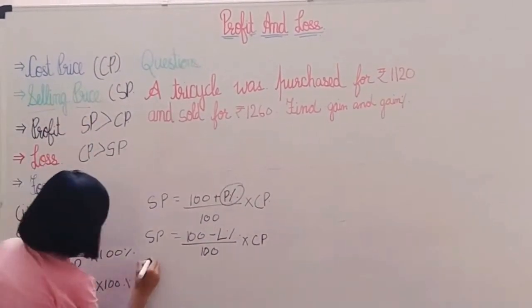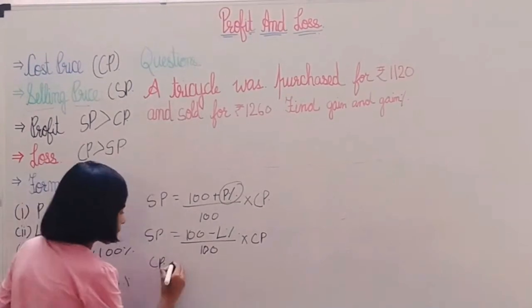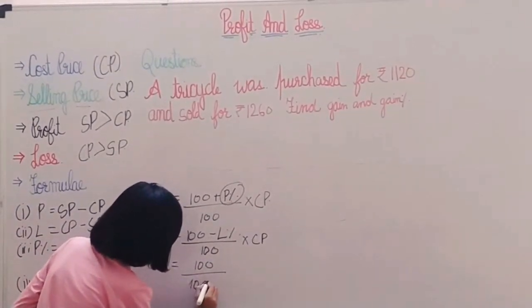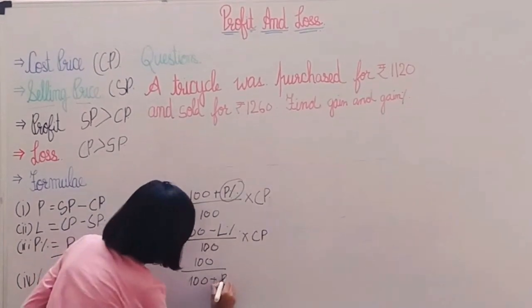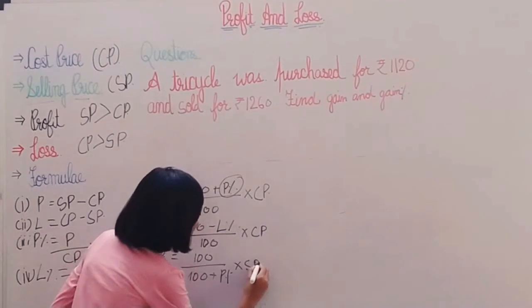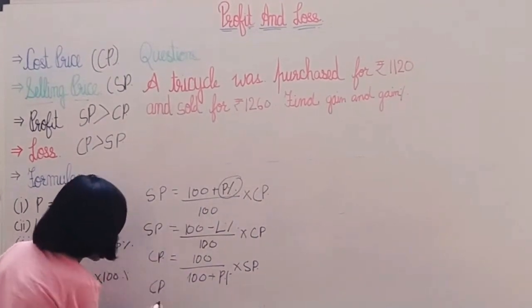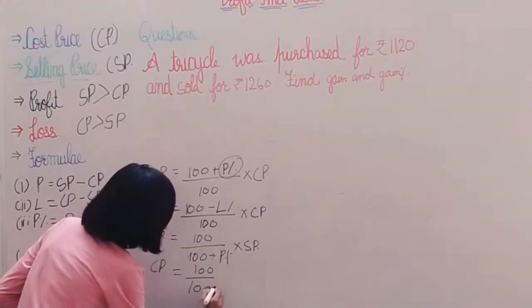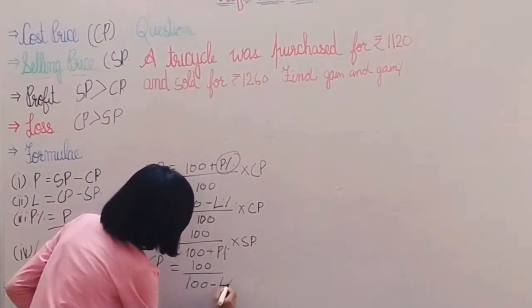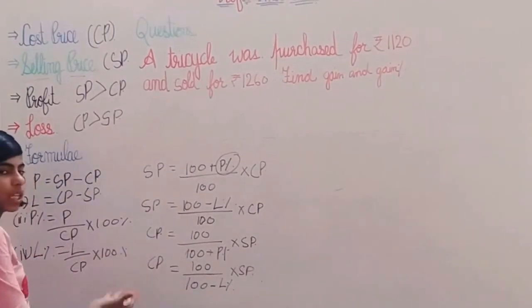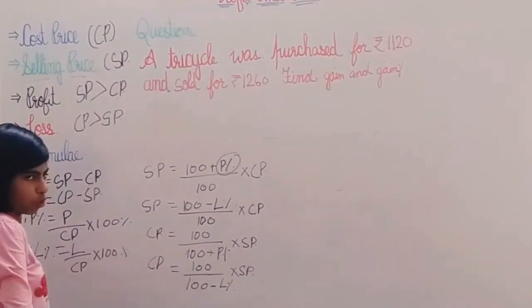Now the cost price. Cost price is equal to 100 divided by 100 plus profit percentage into SP. And when we are in loss, it would be 100 divided by 100 minus loss percentage into SP. So these are the 8 formulas that we are going to require to solve some questions.